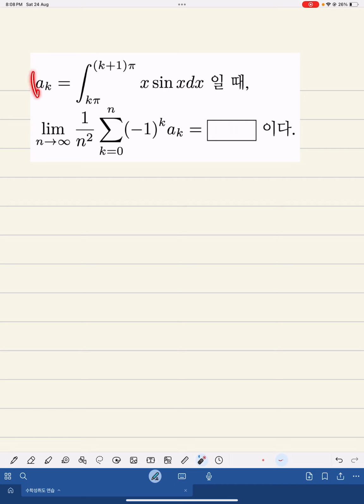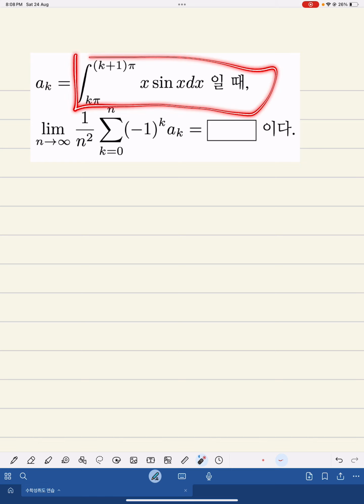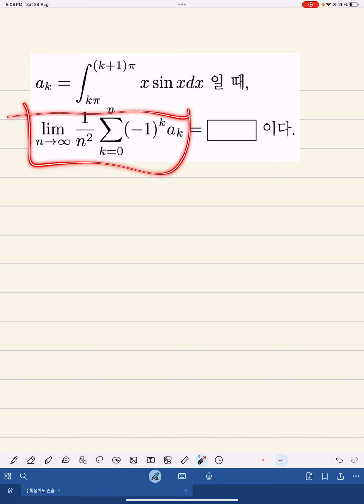a_k is defined as the integral from kπ to (k+1)π of x sin x dx. Find this limit and sigma over here. This looks very horrible at the start, but this might turn out to be not that bad. The first thing we should see is that a_k is a name for a sequence. For example, a_1, a_2, a_3 means in a sequence the first term, second term, third term, right?